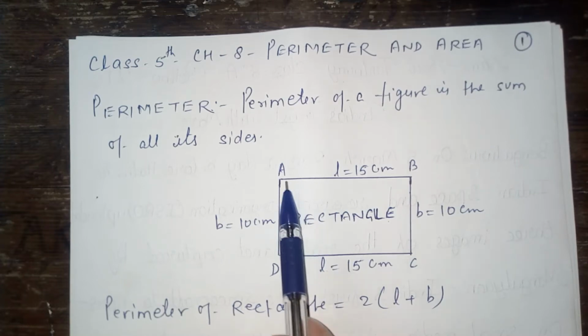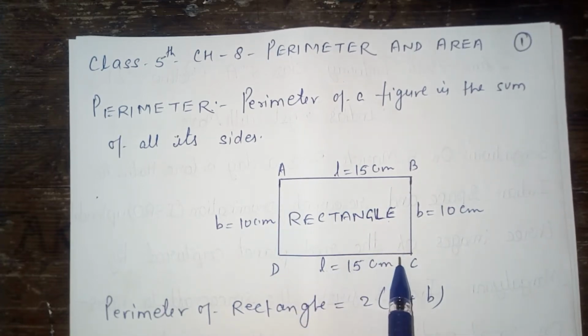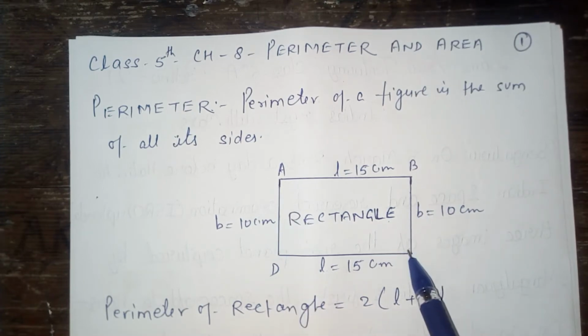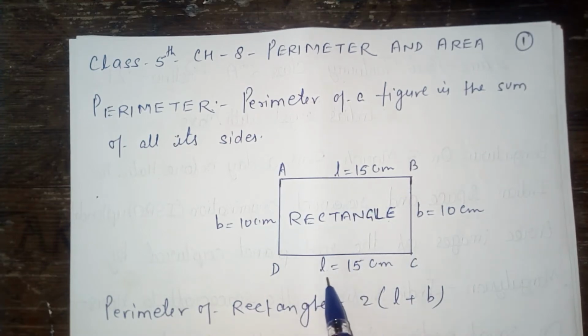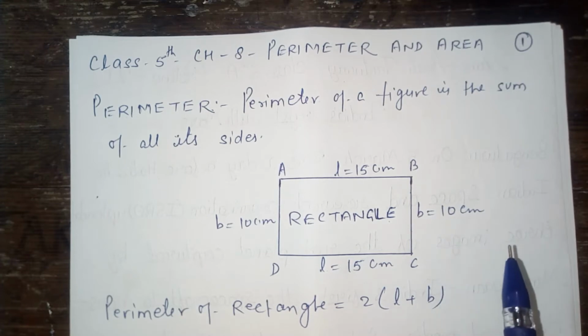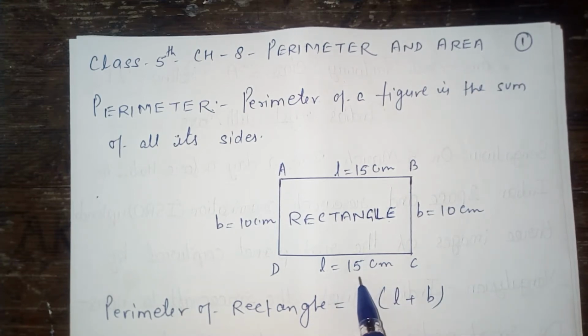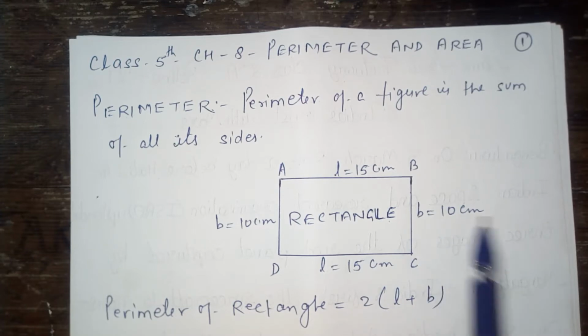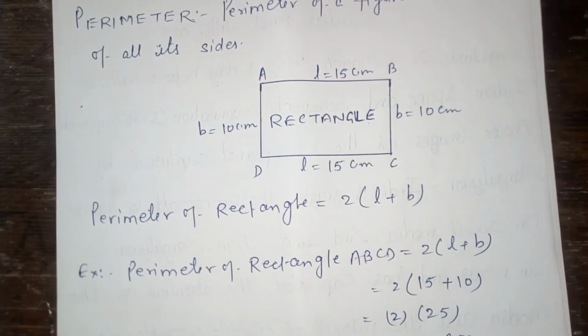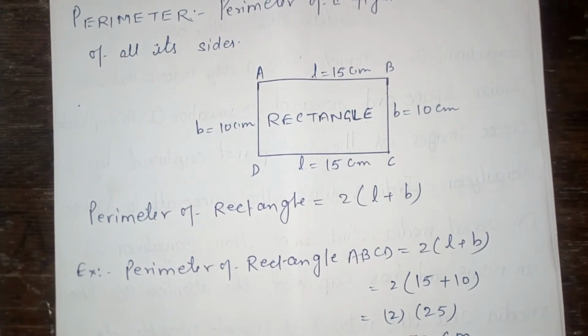In this rectangle, AB and DC are the length, and AD and BC are the breadth. In this rectangle ABCD, length is 15 centimeter and breadth is 10 centimeter. So I have one question. How will you find out the perimeter of the given rectangle?